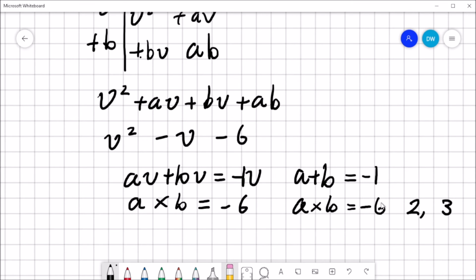But they have to multiply to negative 6, which means one of these two numbers has to be negative. And because their sum is also negative, it means the larger one has to be negative. So it's negative 3, isn't it? Because negative 3 plus 2 is negative 1, and 2 times negative 3 is negative 6. So that's what we want. And then we can just substitute 2 and negative 3, so we have 2v and negative 3v in it.